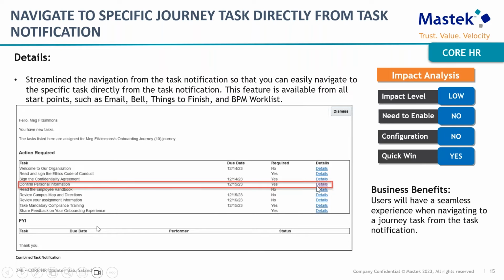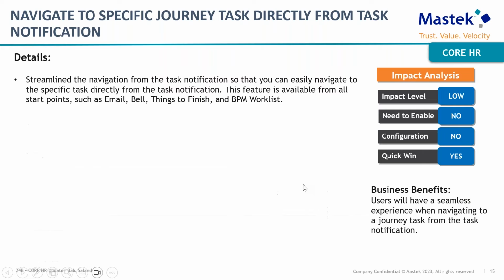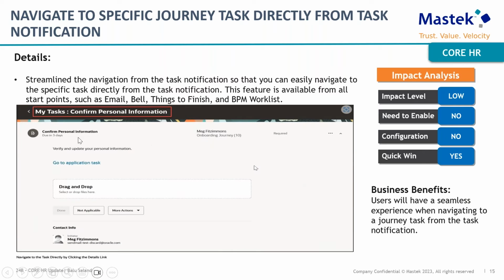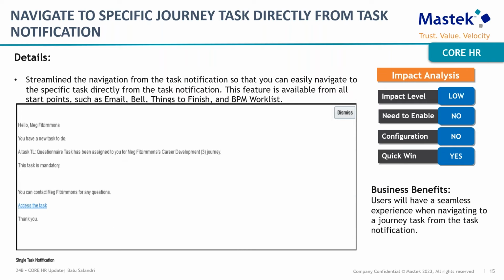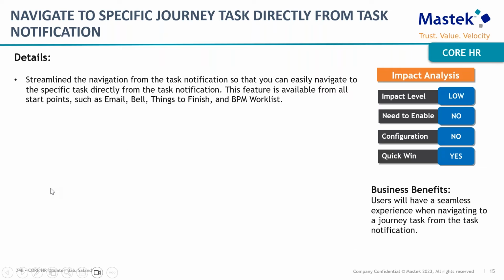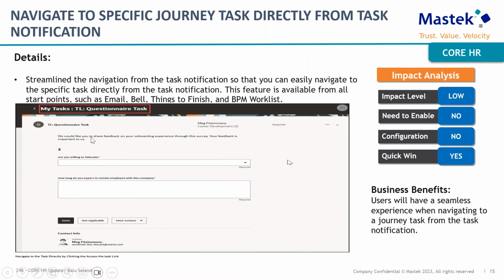And by clicking on the details here, user will be directed to the task directly. They'll be landed on this task page directly by just clicking on the details. Further, a user has received a single task notification, and to access the task, they'll have to just click on this access the task link here, and they'll be redirected to this page to complete the task.